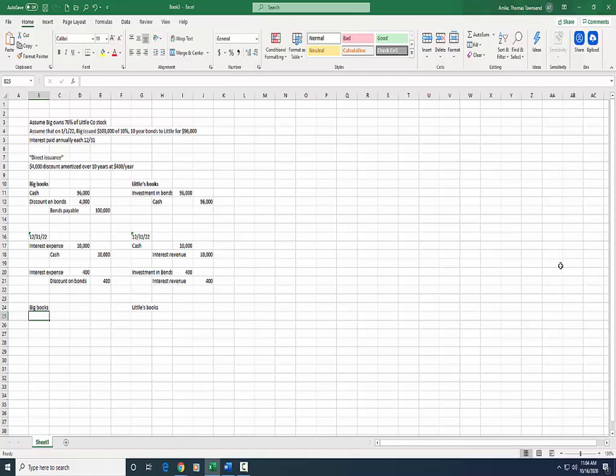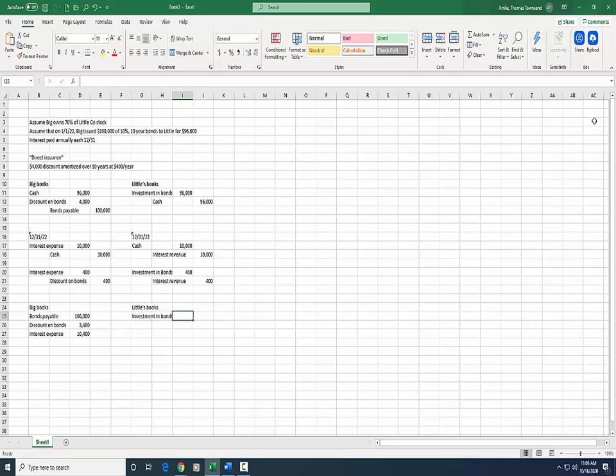So what does Big have? Big has bonds payable of $100,000. They've got a discount on bonds. Again, if you want to make up a T account, you should do that. But basically the discount, $4,000 minus $400 that was amortized, so the discount is down to $3,600. And they've got interest expense of, again, $10,000 plus $400, is $10,400. Little has the exact opposite. They have a bond investment or investment in bonds.